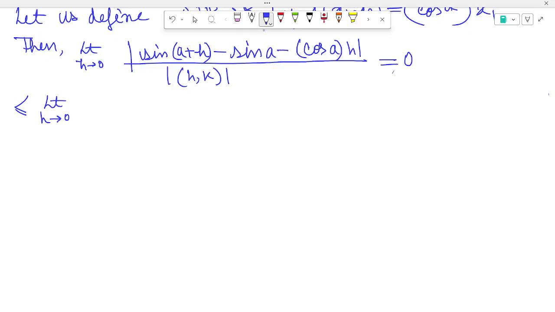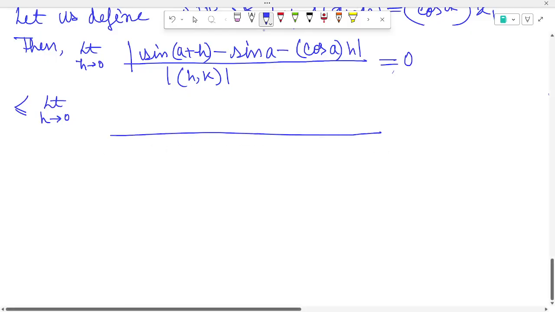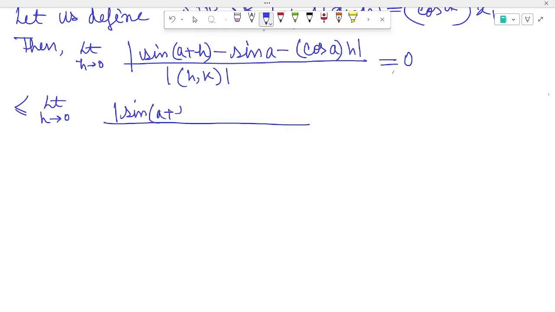This can be written as the fraction: sine of a plus h minus sine of a minus cos a h, divided by h. Sorry, this is equal to 0, I need to solve.